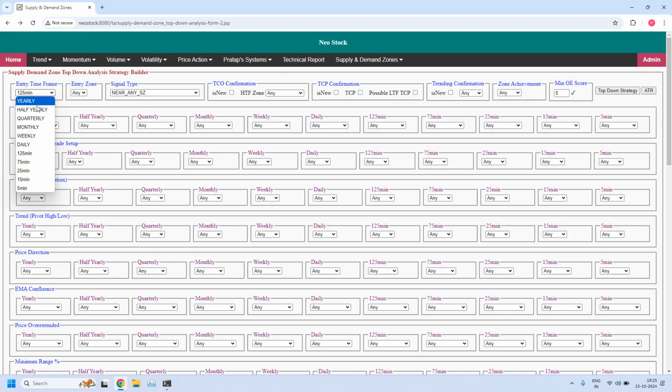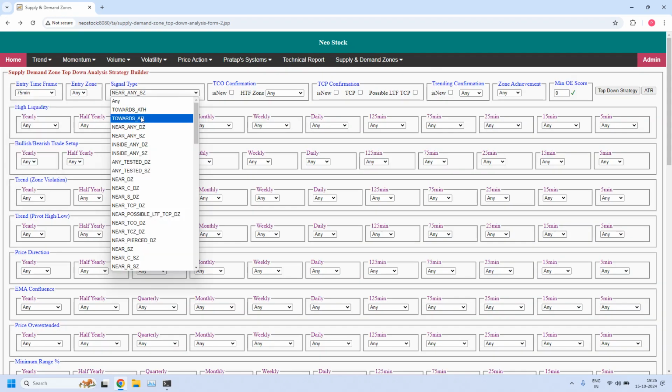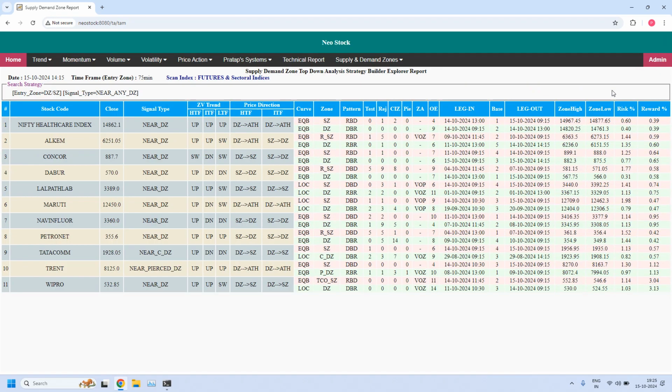Next time frame is 75 minutes. Let us find the stocks near 75 minutes demand zone. 11 stocks are filtered. Let's identify the 75 minutes high liquidity demand zones, if any.